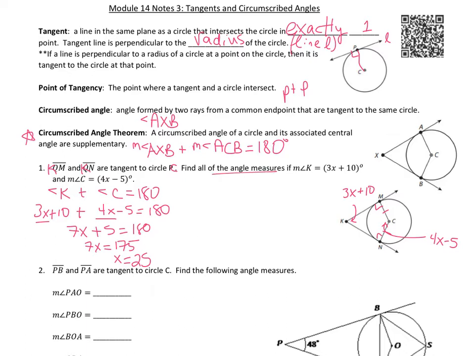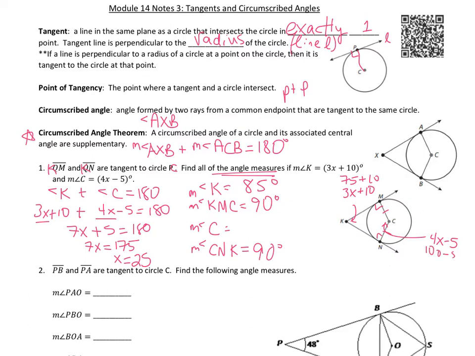So remember, we need to find all the angle measures. So we need the angle K, and angle K is our 3x plus 10. So if we take 3 times 25, that's 75, plus 10, we would get an 85. And my angle KMC is the 90 we've already got, and same with CNK, which is the 90 from that corner. So angle C is 4x minus 5, so 4 times 25 is 100, minus 5 is 95 degrees. So there's all four of our angle measures in our picture.